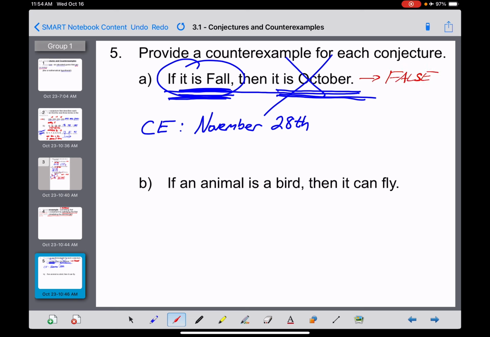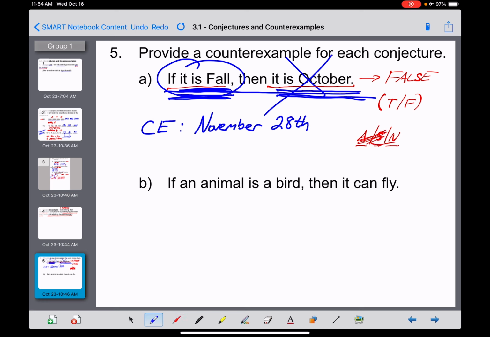Now, in the realm of some other types of questions, there's something called, you guys all understand what true-false means. That's kind of what I was just talking about. In the realm of ASN, always, sometimes, or never true, this statement right here would be a sometimes. There are days that are in the fall where it is also October. Again, like today, October 16th, but not always. So we're going to ignore that right here for now, and there's our counterexample.